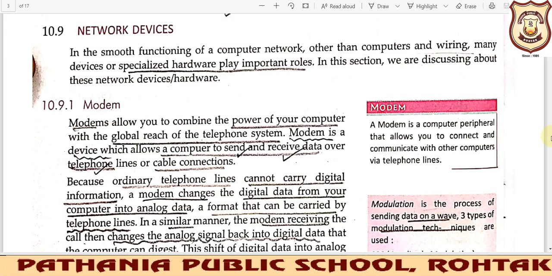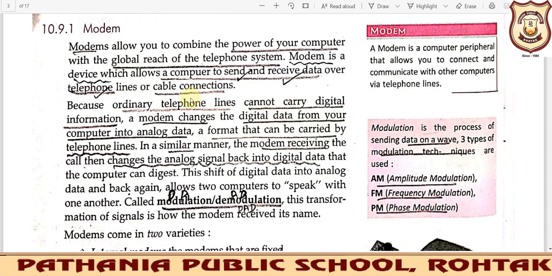Beta, we were reading chapter number 10, that is communication and networking concepts. So let us continue with a new topic of this chapter, that is network devices. So what are network devices? These are the hardware that is required to make the network function properly. These are specialized hardware devices that play a significant role while we are accessing the network or while we are working on the internet, right? So let us now start discussion of these devices one by one.